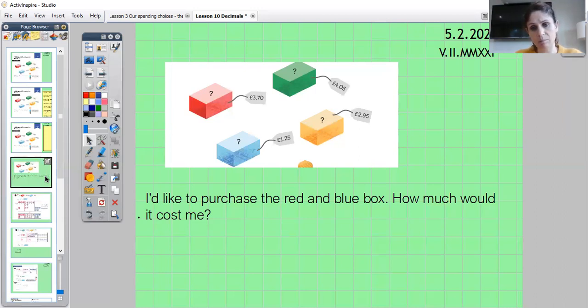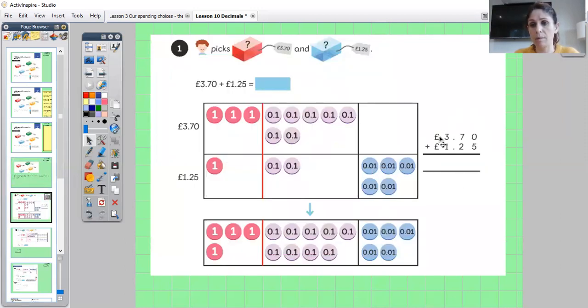I'd like to purchase the red and blue box. Now, yesterday, I went back and tried to show you the understanding of the column method. I think it's really important that you understand where you are regrouping from, or where you're exchanging from if we're subtracting. So we're going to have another look at that today just to make sure we really understand it. But essentially what we're doing today is using the column method for addition and subtraction. And when I say the column method, I'm talking about this method here, where we put one amount and then line up the other amount, lining up our decimal points because it's decimal numbers, and we're either adding or subtracting.